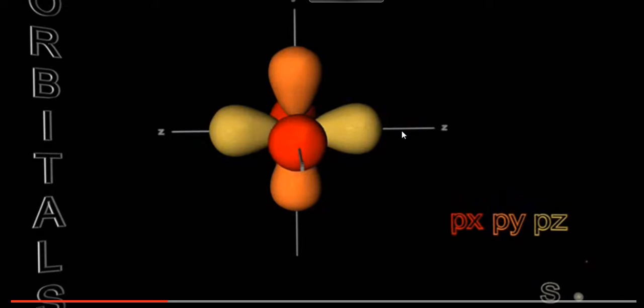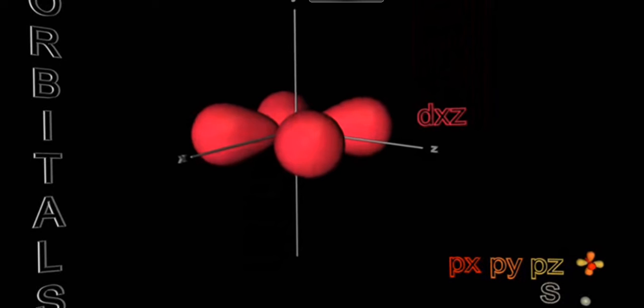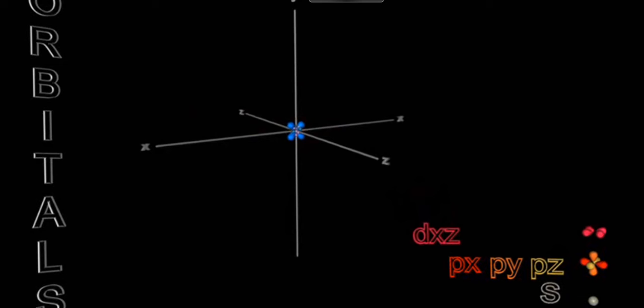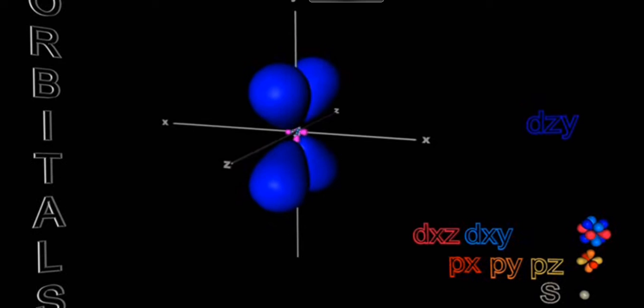Now let's get to the D orbitals, which are more complicated shapes. They're going to fit into these gaps between them. So here is going to be our first of the D orbitals. It is between the two axes on the X and the Y. And we have our second of the D orbitals. It's between the X and the Y. And then we have the third of the D orbitals between the Z and the Y. This one's on the X and the Y.